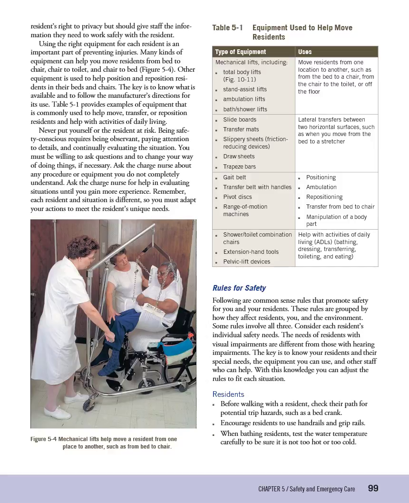Rules for safety. Following are common sense rules that promote safety for you and your residents. These rules are grouped by how they affect residents, you, and the environment. Some rules involve all three. Consider each resident's individual safety needs. The needs of residents with visual impairments are different from those with hearing impairments. The key is to know your residents and their special needs, the equipment you can use, and other staff who can help. With this knowledge, you can adjust the rules to fit each situation.